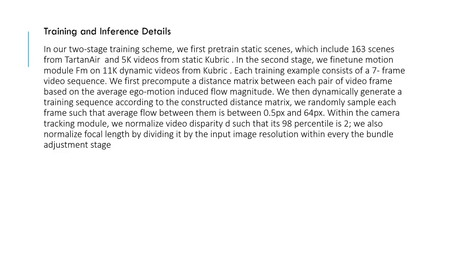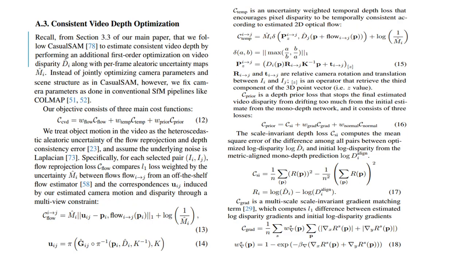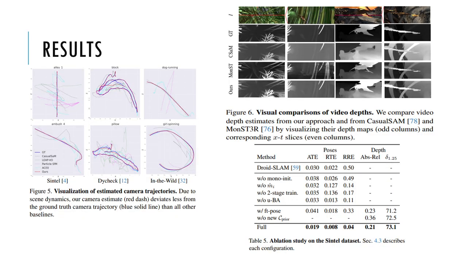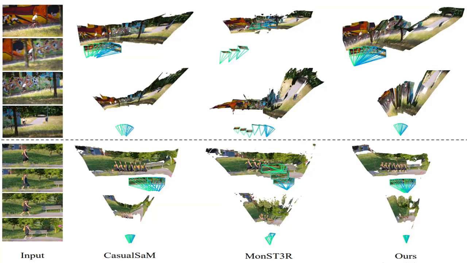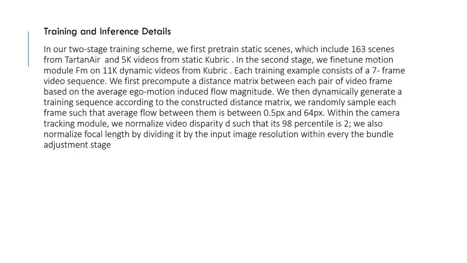Within the camera tracking module, we normalize video disparity D such that its 98th percentile is 2, and we also normalize focal length by dividing it by the input image resolution within every bundle adjustment. This should be followed in the entire paper during both training and inference. Now let's talk about inference.